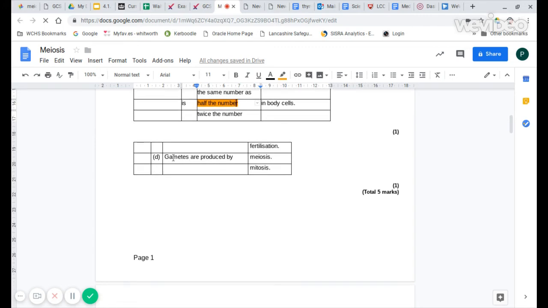And here we go: gametes, so sperm and egg cells, are produced by, is it fertilization? Nope, that's when a sperm fuses or joins with an egg. Is it mitosis? No, that is when we produce genetically identical copies of cells. So gametes are produced in the sex organs by the process of meiosis.